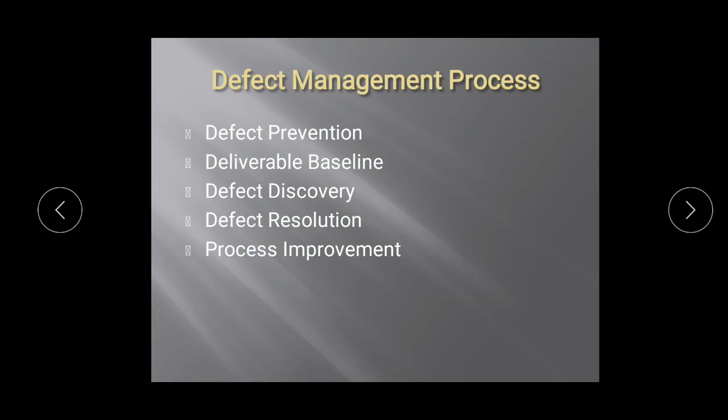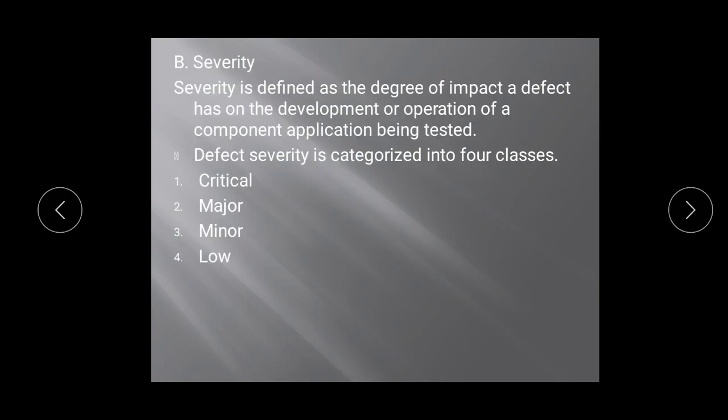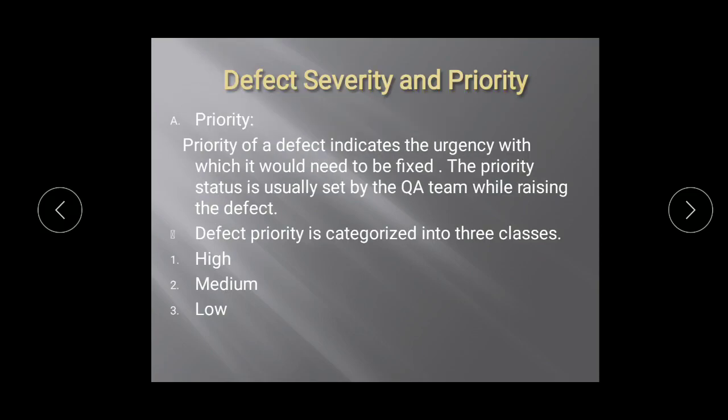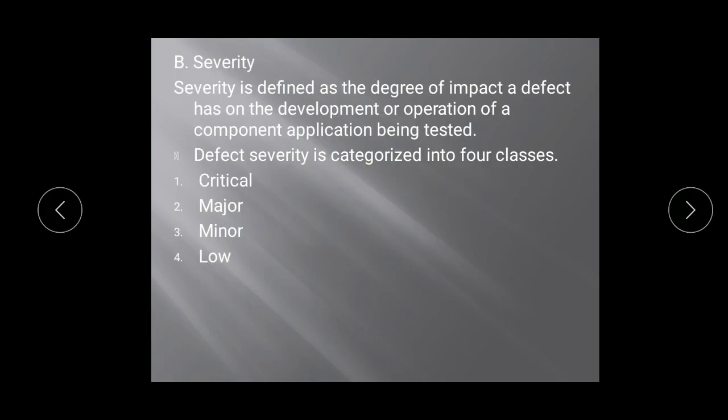Next is the defect management process. So when we talk about severity and priority, high and low remain the same. That is major, minor, high, low, all these. Only one condition is different, that is critical and medium. That is major and minor. Medium is divided into major and minor. Low is the same, critical and high. So these are the bifurcations of priority and severity.